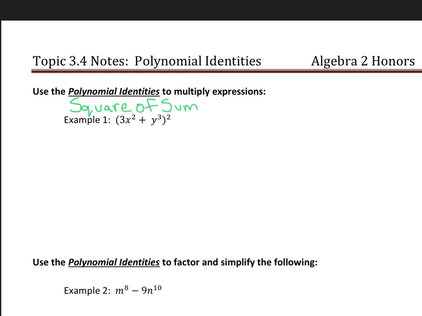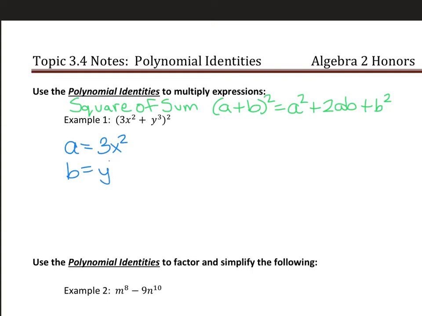And to remind you, the square of a sum, we have a plus b as our sum being raised to a power of 2. If we do all our distribution, that would be a squared plus twice the product of the two terms, or 2ab, plus b squared. Okay, let's first identify what our a and b are. So in our example, our a is 3x squared, and our b equals y cubed.